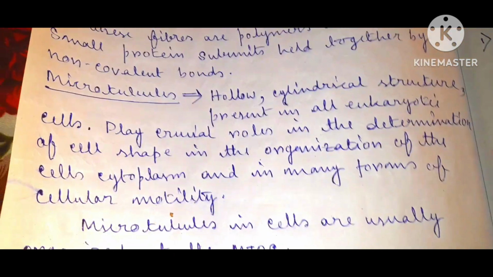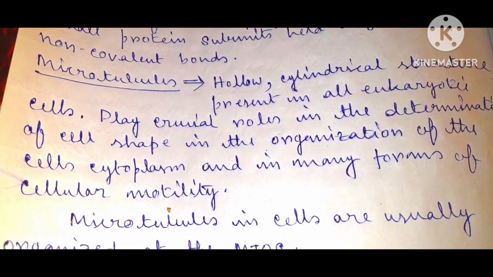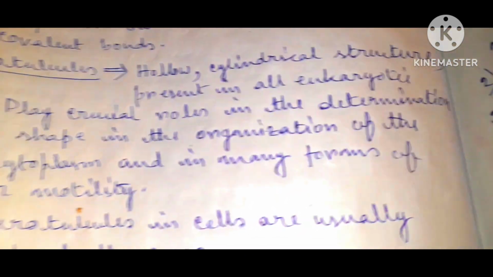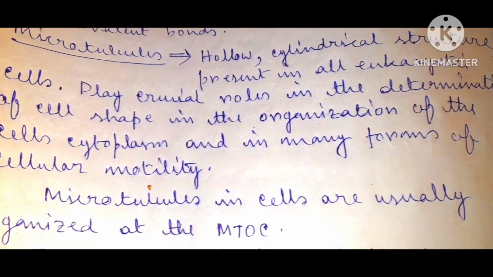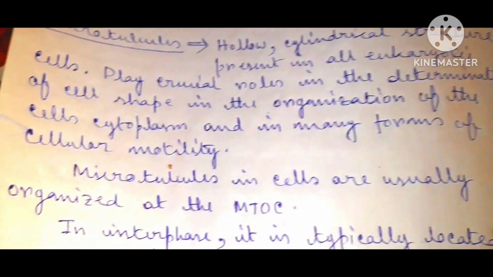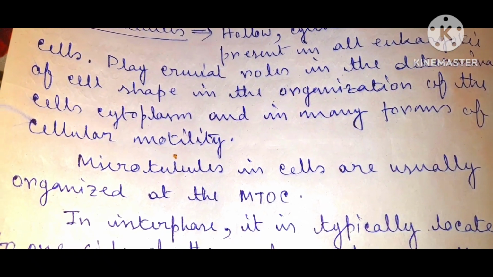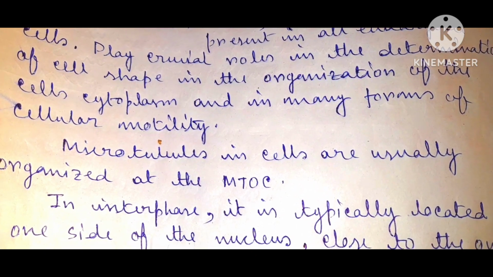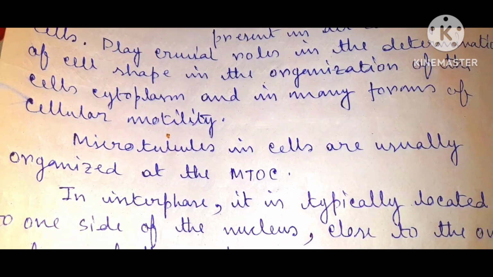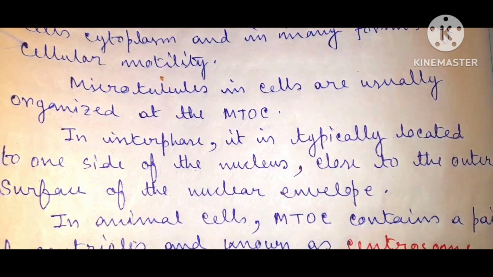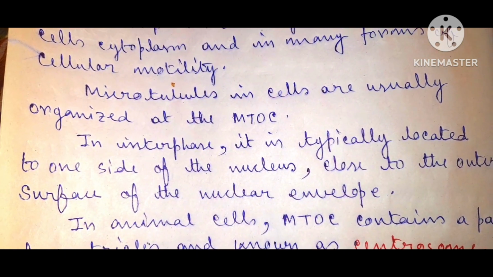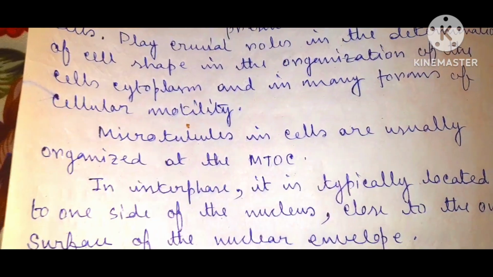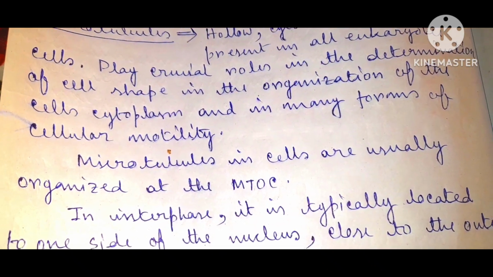So, on defining microtubules, these microtubules are hollow cylindrical structures present in all eukaryotic cells and play a crucial role in the determination of cell shape, in the organization of the cell's cytoplasm, and in many forms of cellular motility. Microtubules in cells are usually organized at the MTOC. Now, this is the point, the relation between MTOC and microtubule.